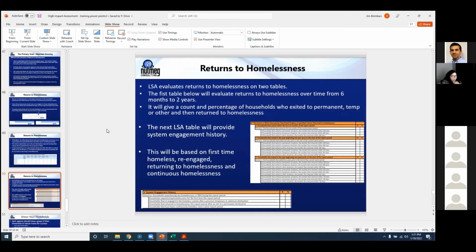So it evaluates returns to homelessness on two tables. The first one will evaluate returns to homelessness over the 6-month to 2-year period, and give a percentage of those who exited to permanent, temporary, or other destinations and then returned to homelessness. And this will also look at first-time homeless, re-engaged and returning to homelessness, and continuous homelessness as well.